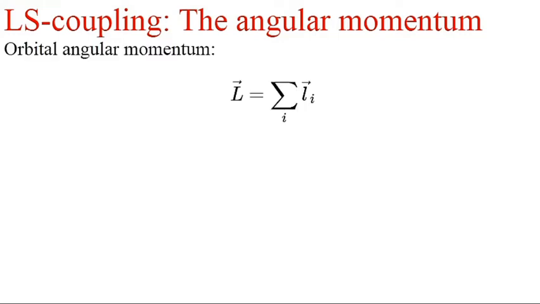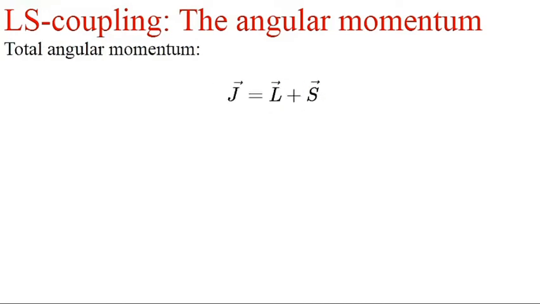Their z component. In this case of LS coupling, we can find the orbital angular momentum by summing the orbital angular momentum of the individual electrons, and likewise with the spin angular momentum. The total angular momentum is the sum of these.